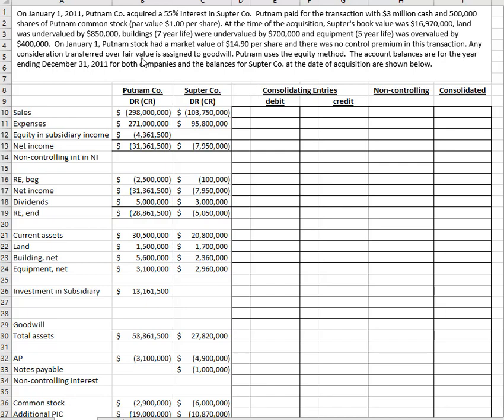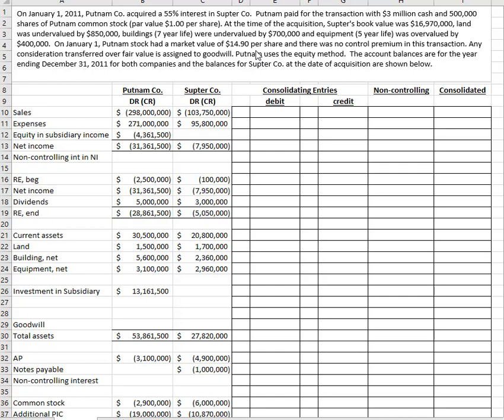We start here with the story where they tell us that the parent owns 55% of the subsidiary, Supter, and they paid $3 million cash plus some stock. And so the purchase price is not directly given. We have to figure it out. We have the book value at purchase time, and then we have some undervalued and overvalued items. So we have two undervalued and one overvalued, so we'll have to write two up and write one down in the consolidation.